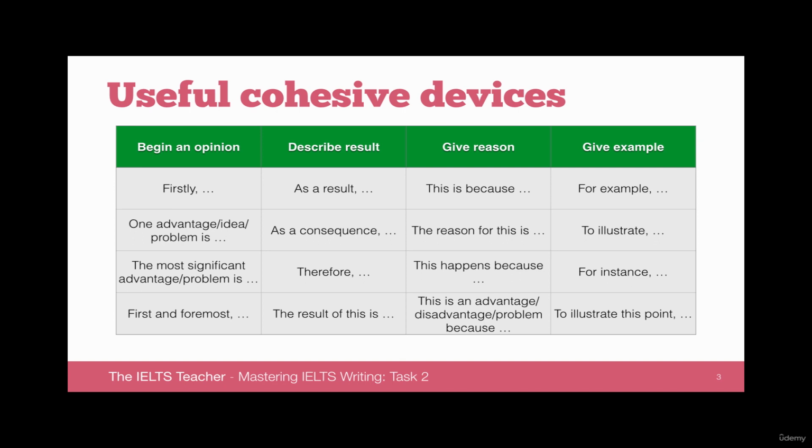It's a very bad idea to write, for example, twice in one paragraph. It's a bad idea to write, for example, twice in one essay. You won't need to. You have a number of different ones here. For example, to illustrate, for instance, to illustrate this point. Okay? So you should never have to repeat a cohesive device. It would be a good idea here to pause the video and to take a screenshot of this table, or perhaps even write it down to help you memorize the devices themselves.